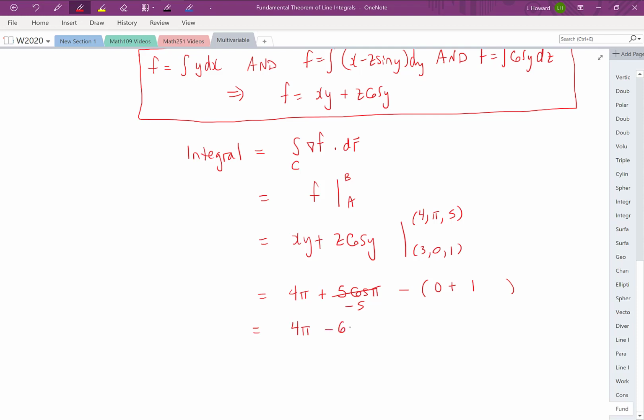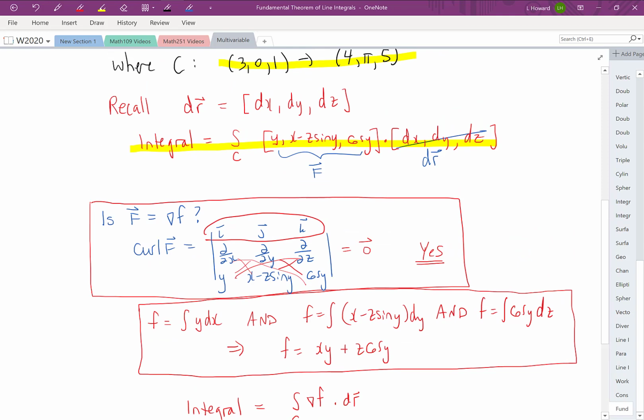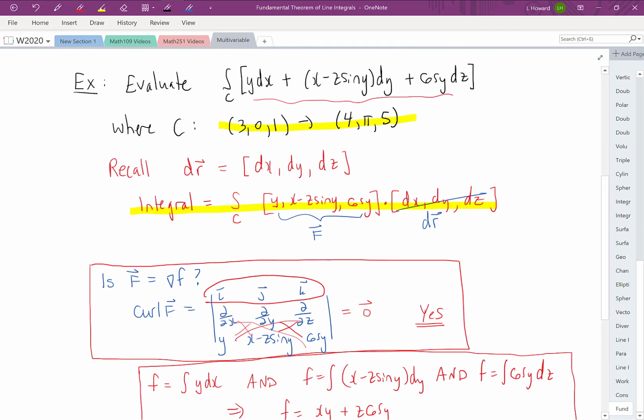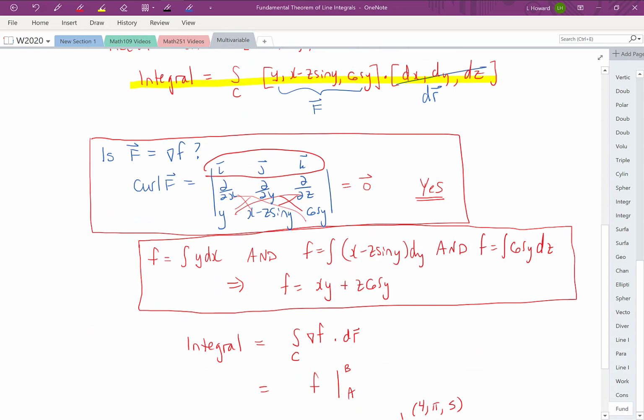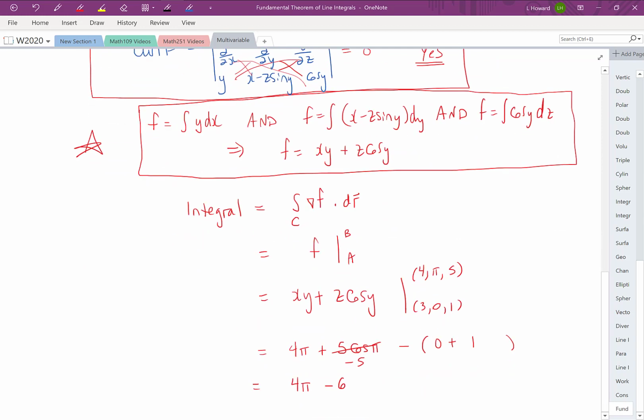So I want to look back over this question quickly and realize how efficient that fundamental theorem of line integrals is at computing the problem. So basically all we had to do to solve this problem was to find a potential function. So once we found that little f, then we just had to evaluate that function little f at the endpoints of our path. We did not need to parameterize the path. In fact, we didn't even know the path that we were traveling from 301 to 4 pi 5. So we couldn't have even done a parameterization if we wanted to. So we had to find that potential and then evaluate it at the endpoints.